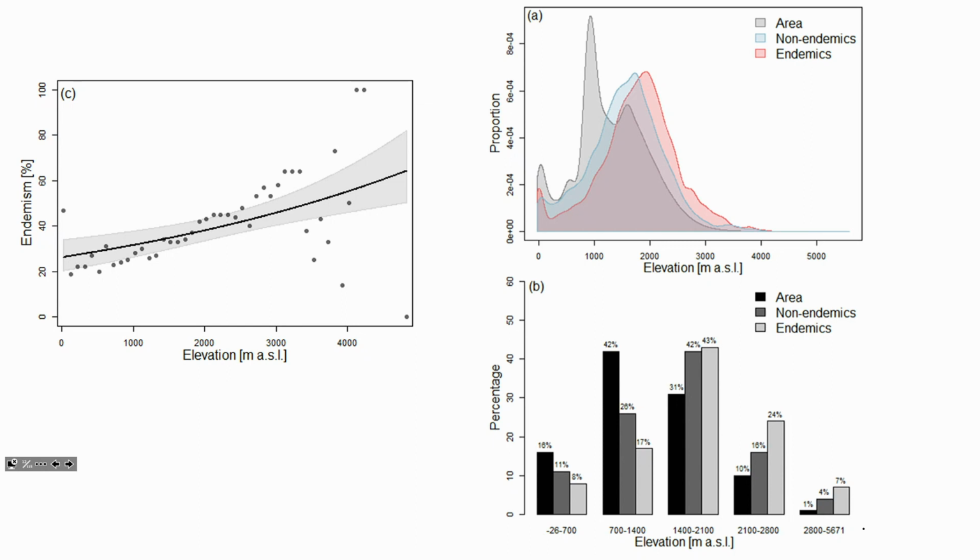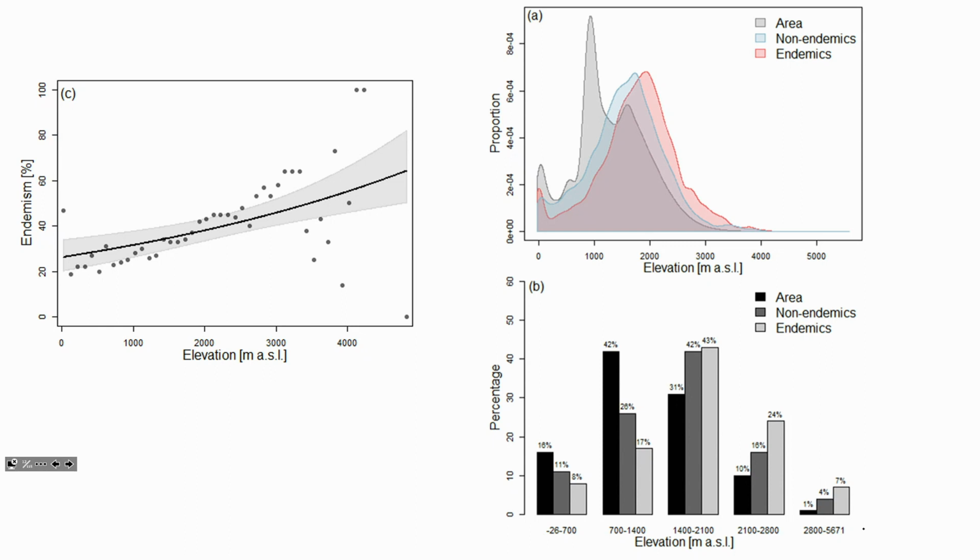As you can see here, we divided the non-endemic and endemic species for different elevational bands. In the lowest elevational band, the lowlands, the proportion of endemics is just 8%. Then at a bit higher elevation, almost 40% of the area of the country is covered, but the proportion of endemic species is only 17%.